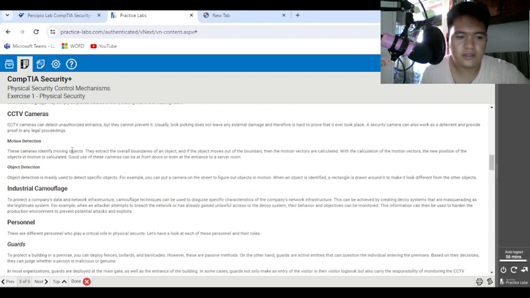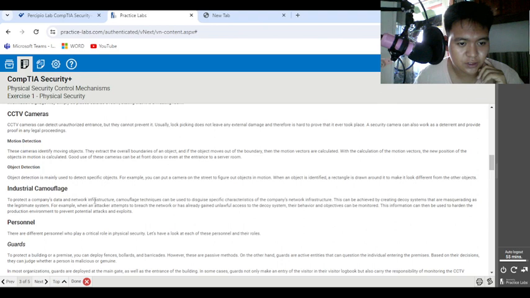Motion detection identifies moving objects and extracts the overall boundaries of an object. As the object moves, the boundary's motion vectors are calculated. From the calculation of the motion vectors, the new position of the object in motion is calculated. These cameras can be used at front doors and entrances. Object detection is used to detect specific objects for cameras to figure out the objects in motion.